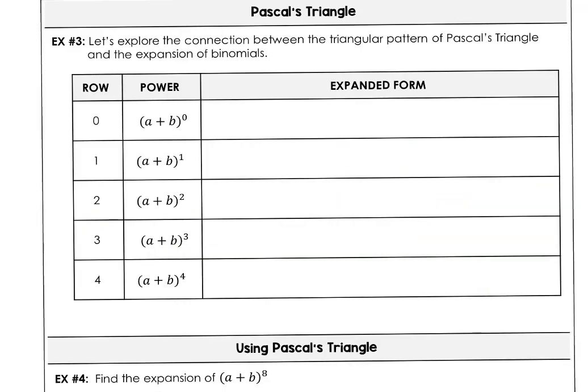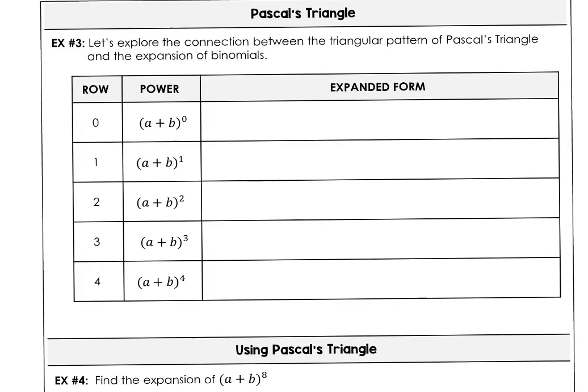Example 3 lets us explore that connection between the triangular pattern. So anytime we have a number to the 0 power, by definition is 1. And a plus b to the first just means we have 1a and 1b. So a plus b to the first is just 1a and 1b.